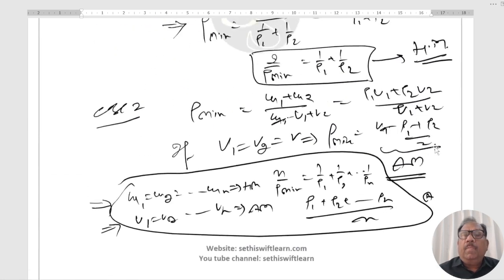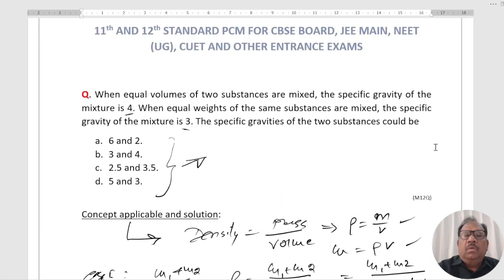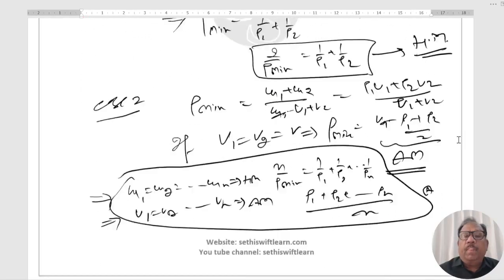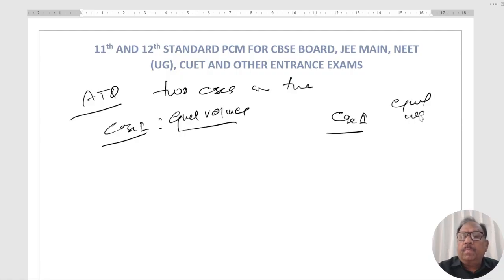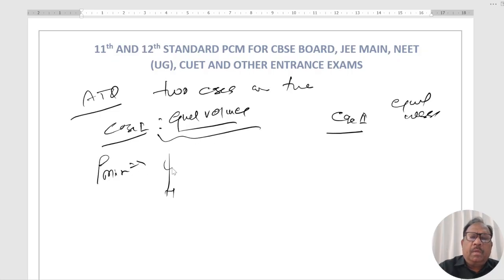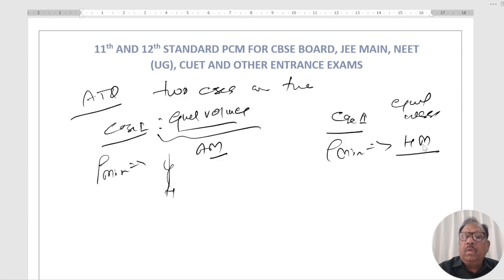In case 1, two equal volumes are given. In case 2, equal masses. In case of equal volumes, density of mixture is the arithmetic mean. In case of equal masses, density of mixture is the harmonic mean, right?